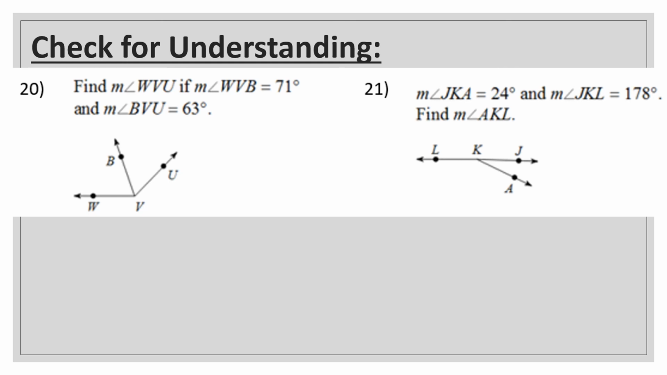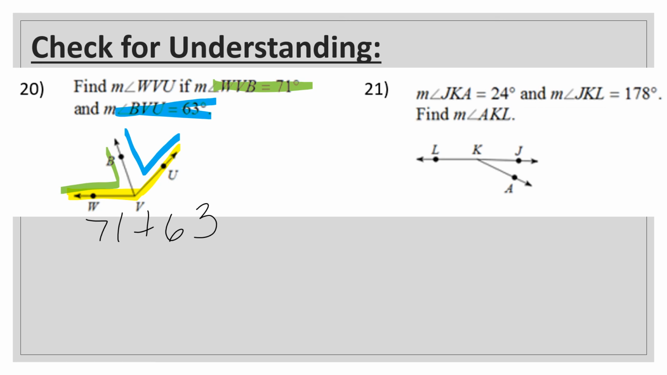So for number 20, we are trying to find the measure of WVU. And it tells us that WVB is 71 and BVU is 63. So it gives me WVB and it gives me BVU. So now I can just add those two together. So 71 plus 63 would be 134 degrees. That is the angle measure of WVU.